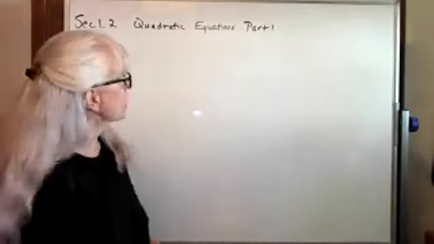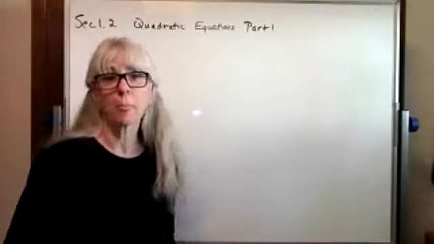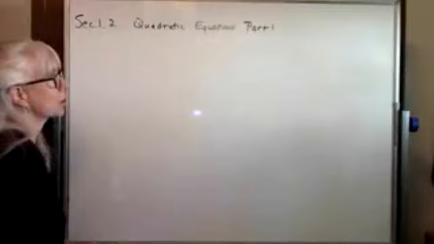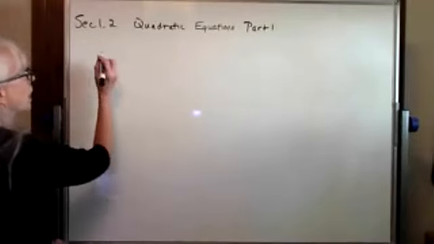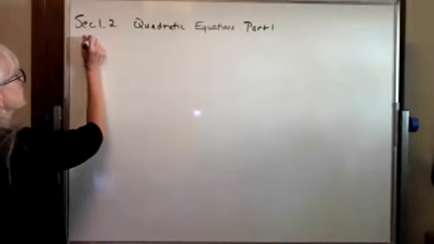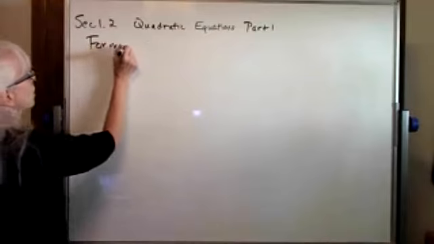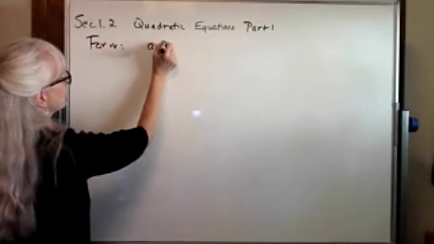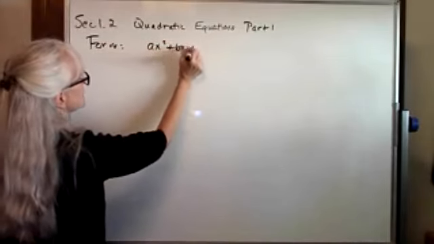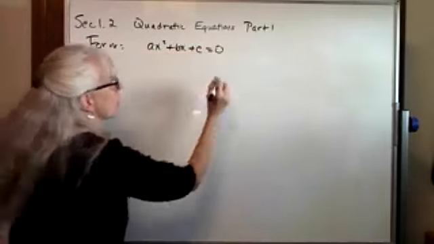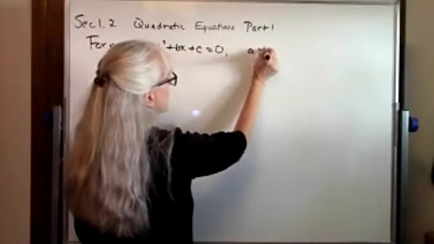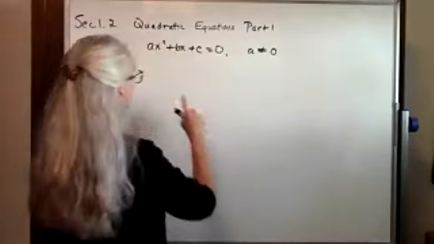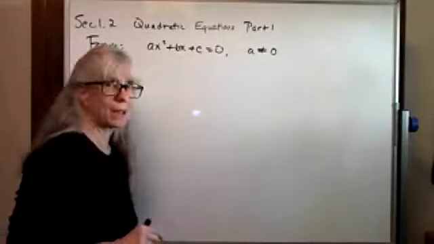So we're going to start with quadratic equations and how to solve them. This is section 1.2, part 1. Just to remind you, a quadratic equation has the form ax squared plus bx plus c equal to 0. The lead coefficient a can't be 0 because if this were a 0, this would not be a quadratic equation.